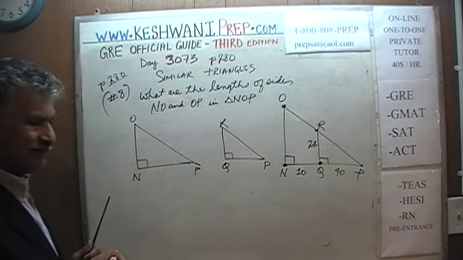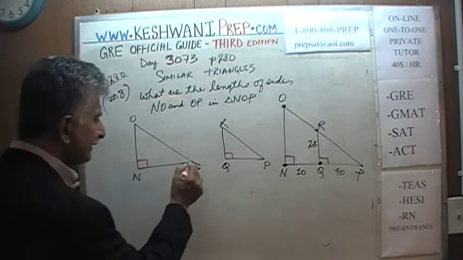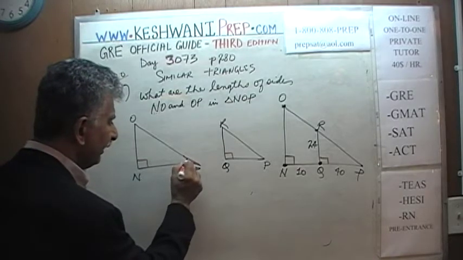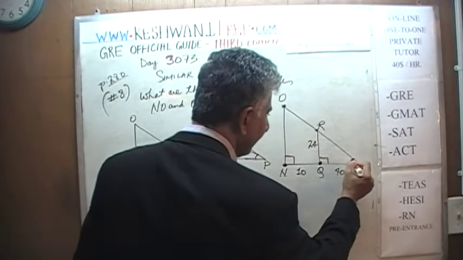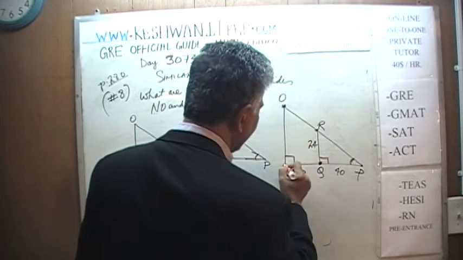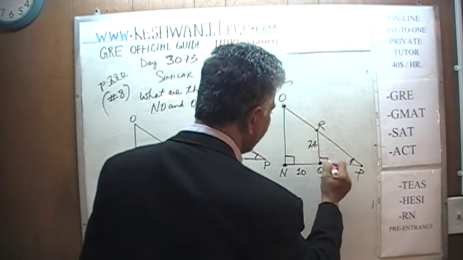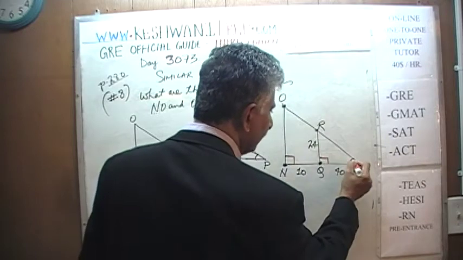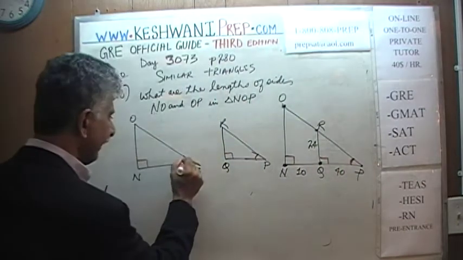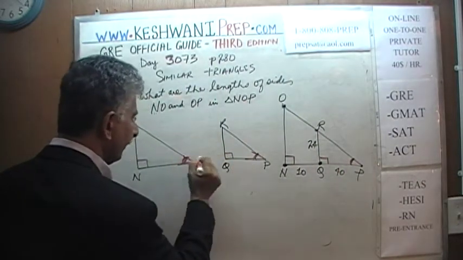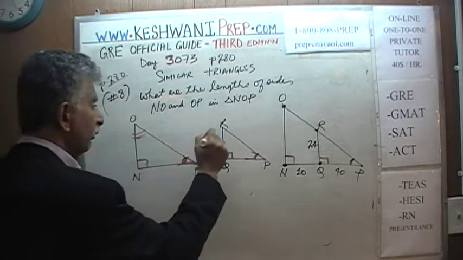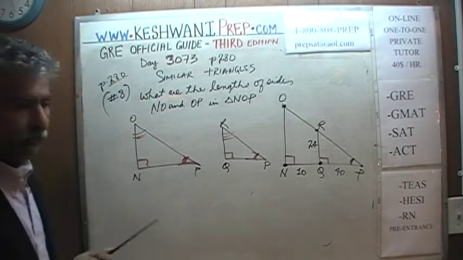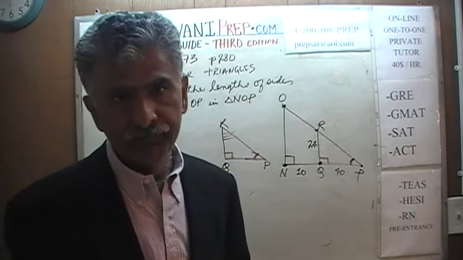The second angle that is equal in the two triangles is the angle that they share, the angle P. This angle belongs to both NOP and PQR. So this angle is equal to that angle, and this angle is a right angle in both of them. Therefore, the third angle must also be equal. The two triangles are similar.